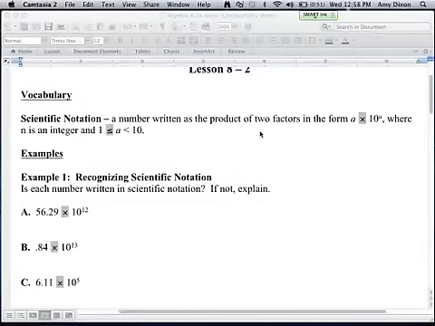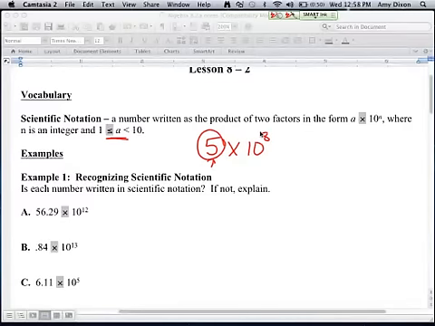So what I mean by that, your typical scientific notation number might be 5 times 10 to the 8th power. I said 11, but we'll use 8. 5 times 10 to some power. This number right here, which is why they're using the a, is kind of like the leading number in the scientific notation number.